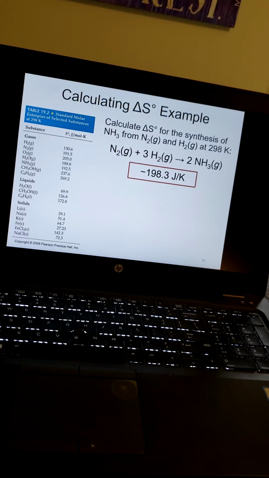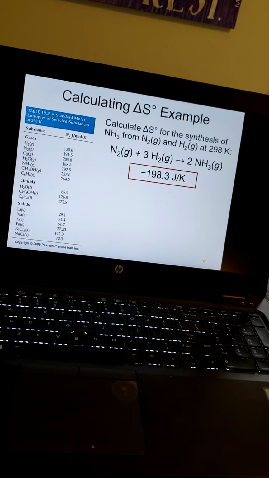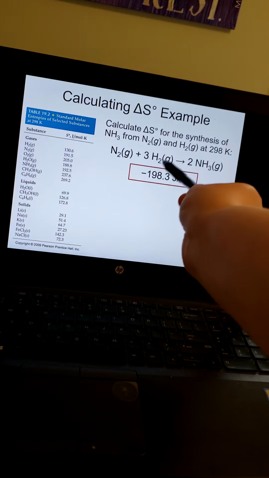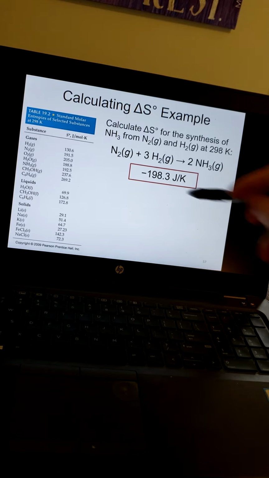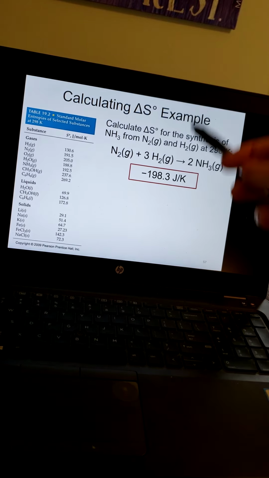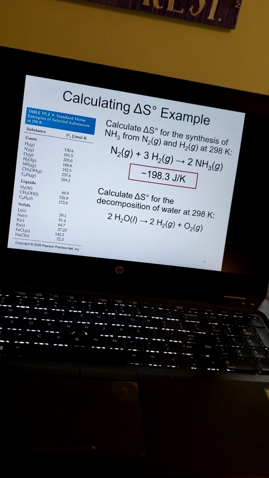Now let's talk about this number a little bit. Number one, it's negative. You should have been able to predict that from just looking at the equation itself, because we're going from 4 moles of reactants to 2 moles of products, which means we have definitely diminished the entropy, so it should be negative. If you got a positive number here, that should have been a red flag that you did something wrong. So the negative makes sense, and then the number, you kind of just have to assume that you did it right.